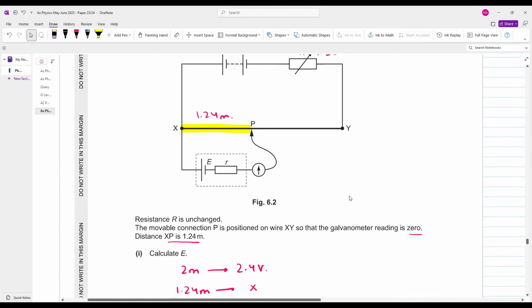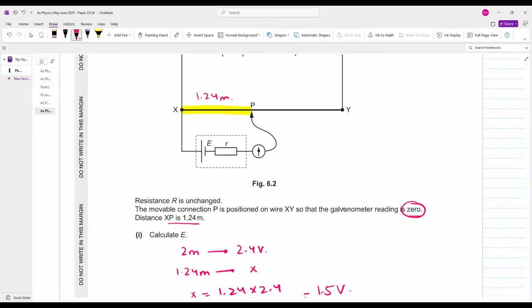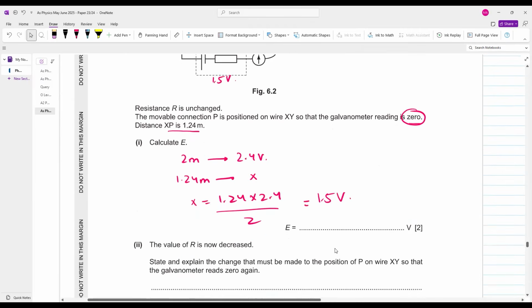1.5 volts, simple. And sir, why does it happen that on this point the galvanometer is reading 0? Because at this point the voltage from this wire, 1.5 volts, equals the voltage from this battery, both of them cancel out, the galvanometer gives a reading of 0.